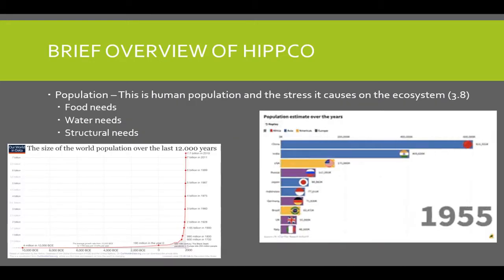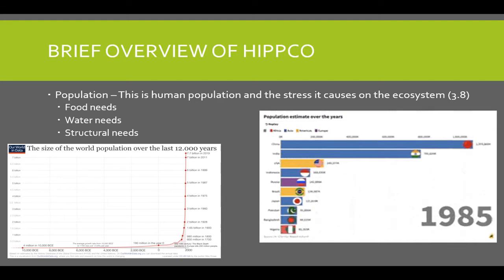All right, next, the P in HIPCO. The P in HIPCO is human population. There's a second one for pollution. I'm going to get to that with the next slide. So the first P I'm going to address is population, and specifically human population.